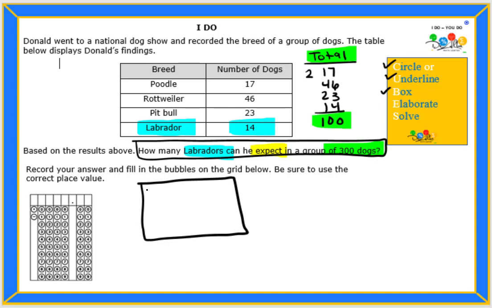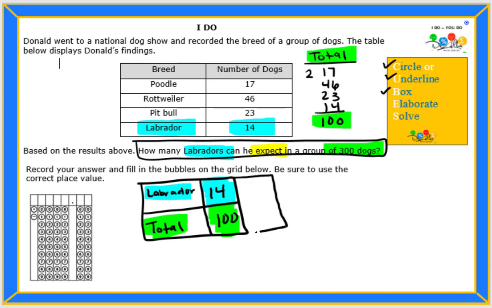And we have Labradors out of the total because our Labrador was the favorable outcome. So I can set up Labrador, one in blue. Our total is in green. So we know in our table it said 14 and we had 100 total dogs. But we're going to extend this to answer our question because we want to know and expect.